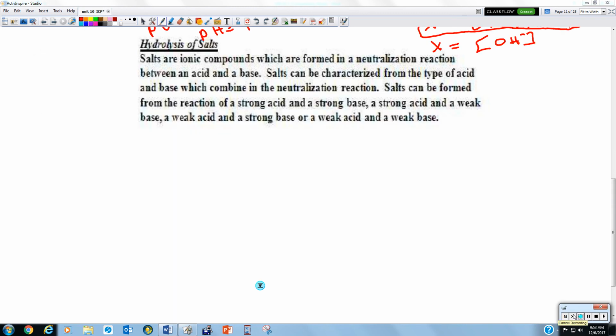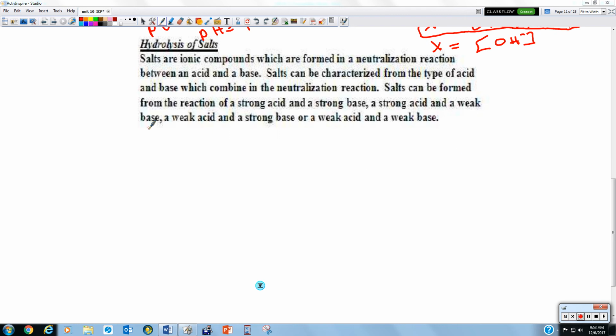Hydrolysis of salts. Salts are ionic compounds which are formed in neutralization reactions. So an acid plus base yields a salt in water, right? Salts can be characterized from the type of acid and base which combine in the neutralization reaction.